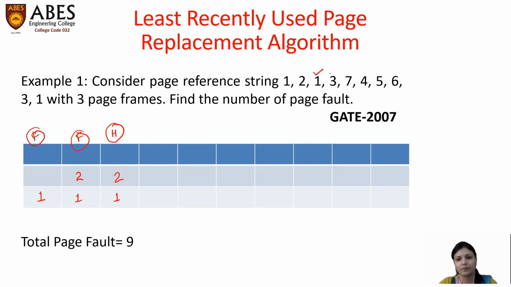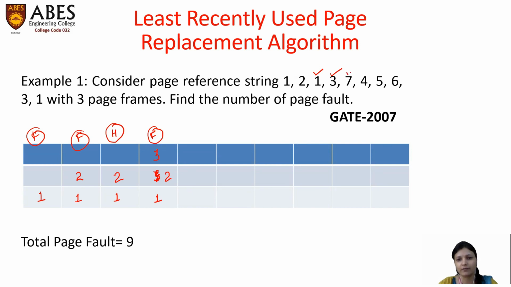Next value is 3. So still we have an empty memory frame. Sorry, this is 2 and this is the empty memory frame. So we will insert 3 into the memory frame. This is a page fault.